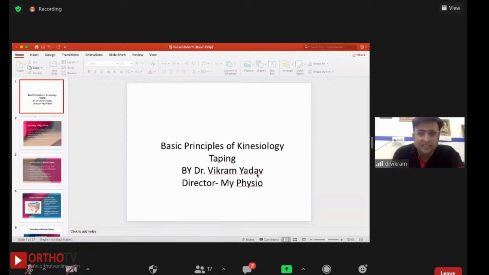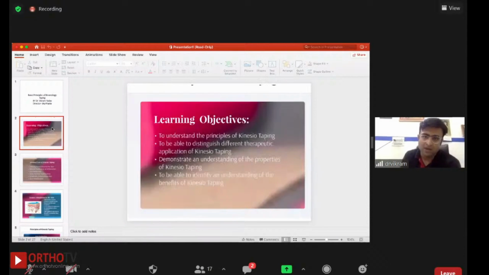Now, what we are discussing right now is the basic principle of kinesiotaping. What I was thinking was that we would also do some taping part, if time permits. First of all, we'll just go over the basic principles of kinesiotaping.